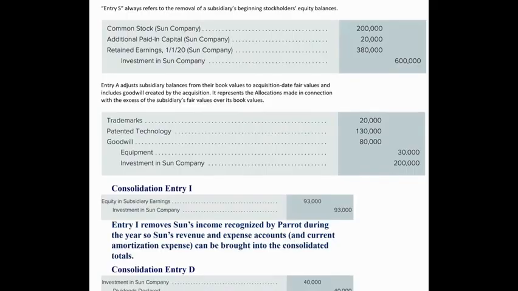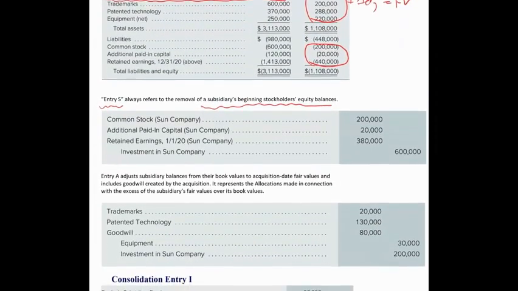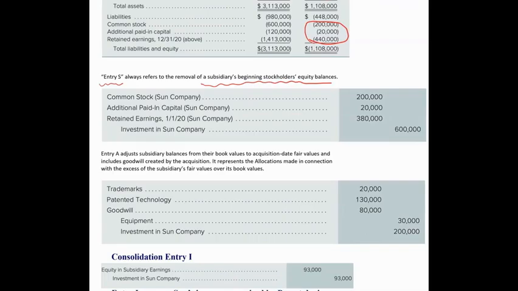Alright, so let me introduce those entries one by one. The first one is entry S, which was already introduced in chapter 2. Entry S is to eliminate the subsidiary's beginning stockholders' equity accounts. So the journal entry is to debit common stock, additional paid-in capital, retained earnings, and then credit the investment account. So those should be the accounts over here, these three accounts.